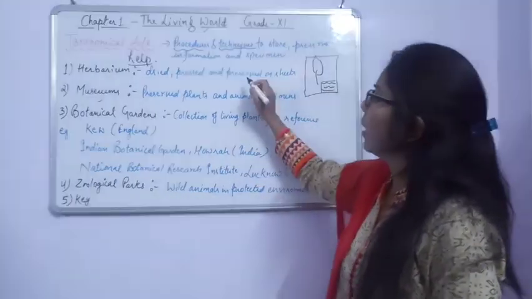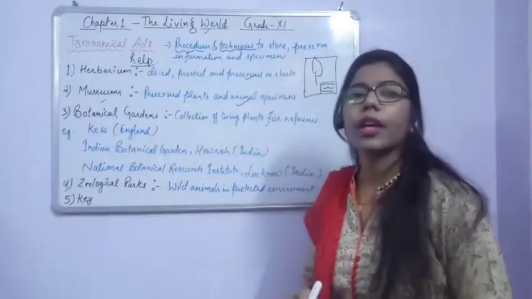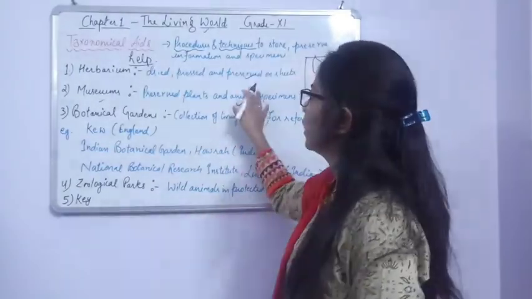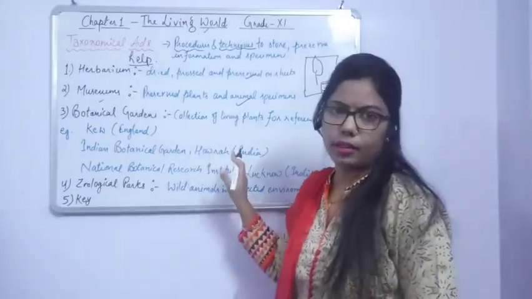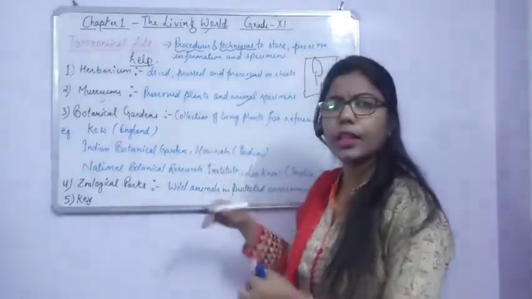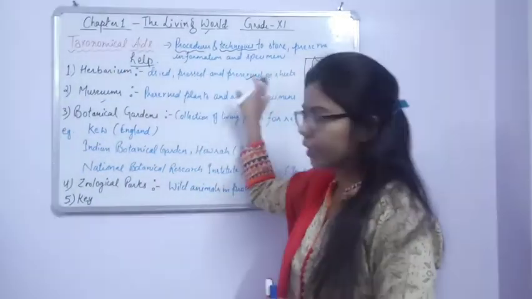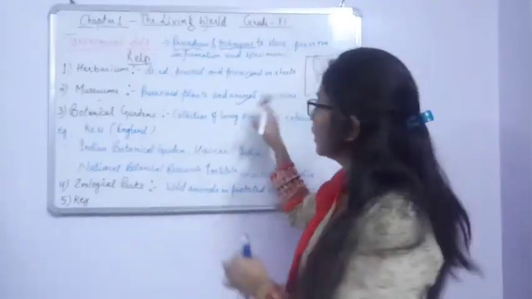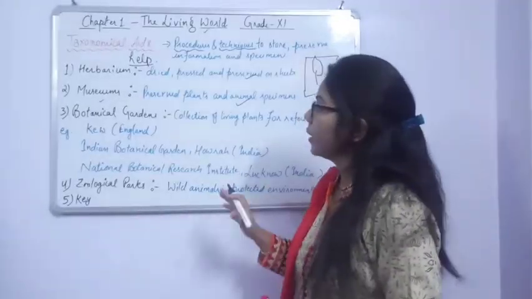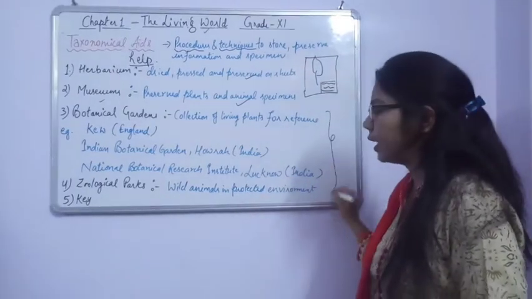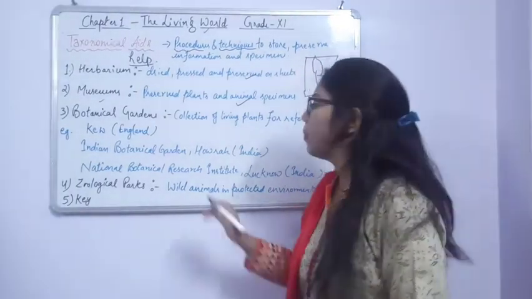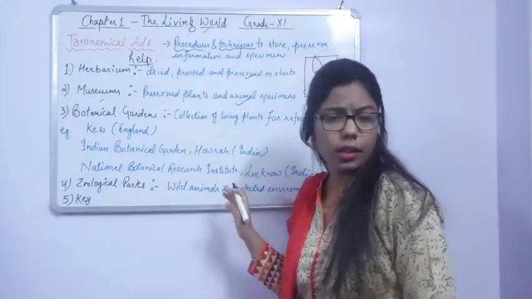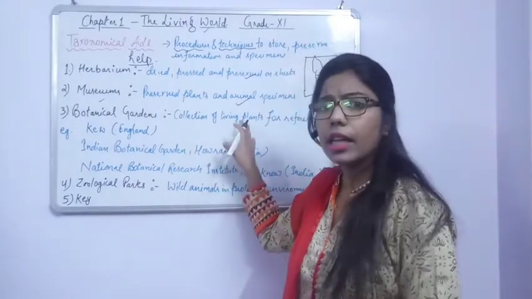Memorize one thing, whether it is a herbarium or museum, we are talking about the non-living, not the living part. Fine. Here, what are we doing? After the death of a plant we are preserving it, and after the death of any animal, then we are preserving it. But in other cases, in the case of a botanical garden or a zoological park, what are we doing? We are not dealing with the dead ones, we are dealing with the live ones.